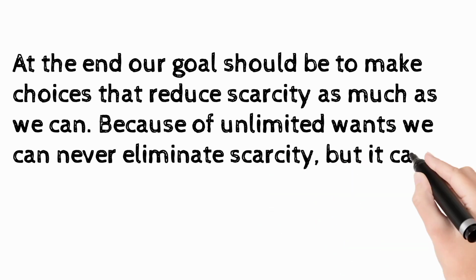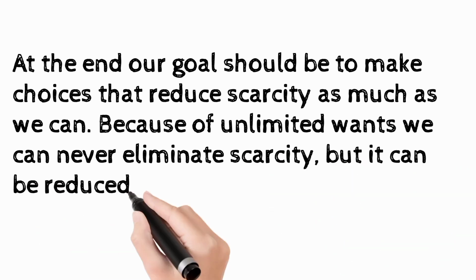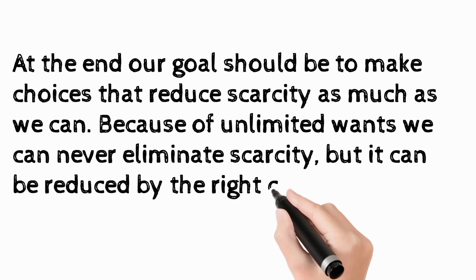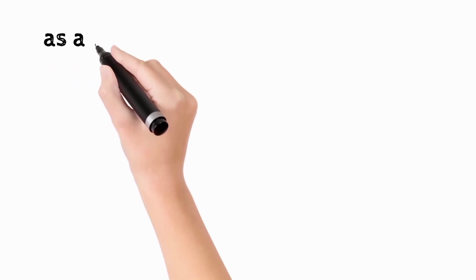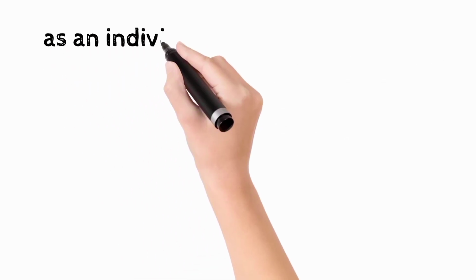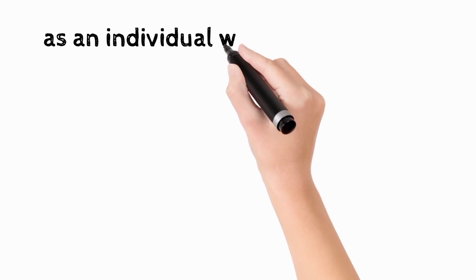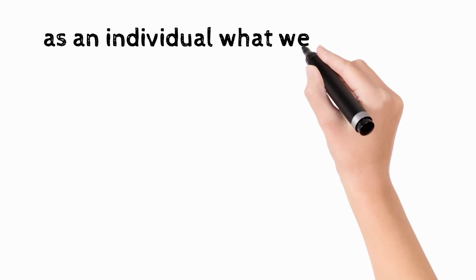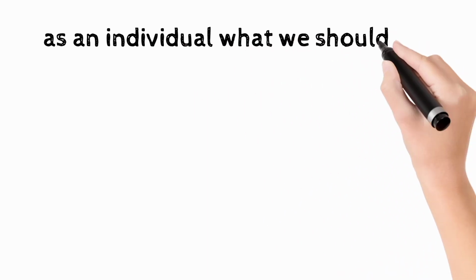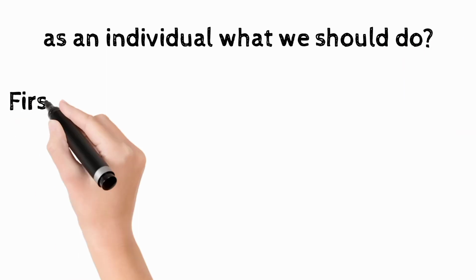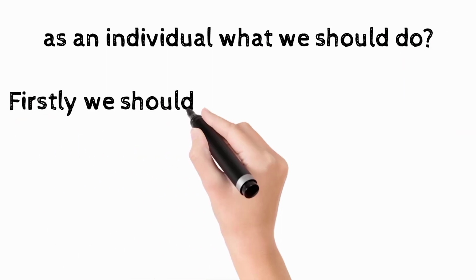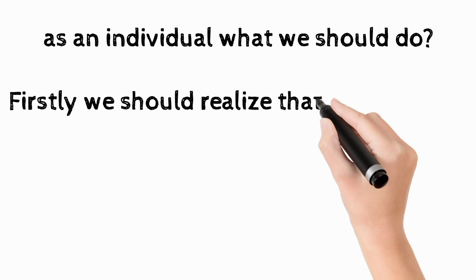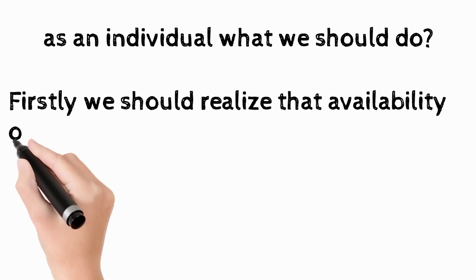At the end, our goal should be to make choices that reduce scarcity as much as we can. Because of unlimited wants, we can never eliminate scarcity, but it can be reduced by the right choices. As an individual, what should we do? Firstly, we should realize that availability of natural resources are limited, so we should use them carefully. And don't waste these resources.